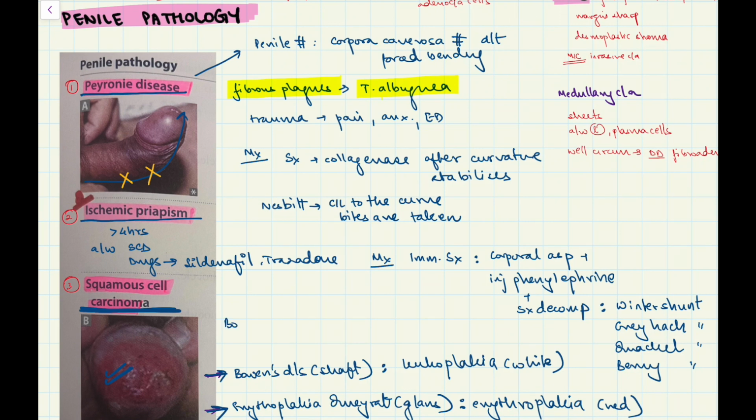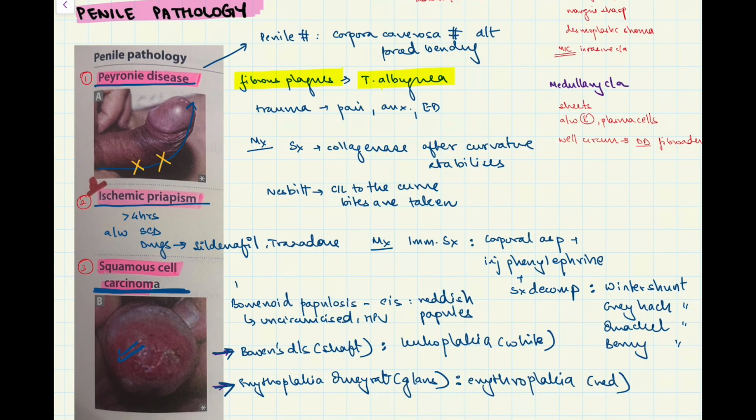Then bowenoid papulosis is the carcinoma in situ of unclear malignant potential and presents as reddish papules, right? It is associated with uncircumcised males and HPV infection. Then Buschke-Lowenstein tumor, it is a slow growing cancer of penis, and the most common cause of death in penile cancer is erosion of femoral vessels.